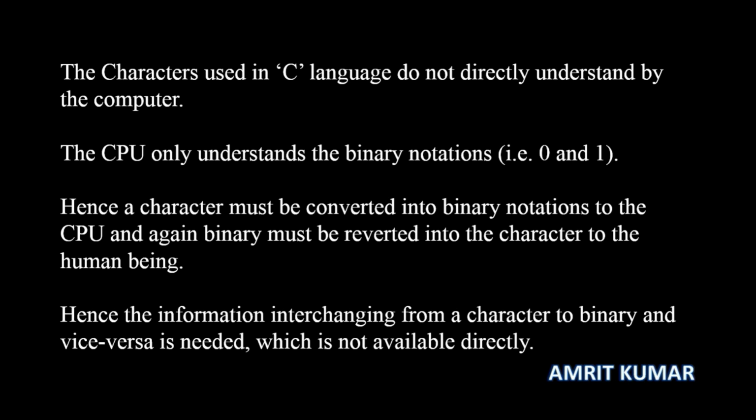They convert the binary into characters that human beings can read. But a computer can understand only 0 and 1. So the information interchange from character to binary and vice versa is needed, which is not available directly. So the CPU does that. It converts a character into binary notation, and the binary is reverted into the character for the human beings. And this is how the computer works.